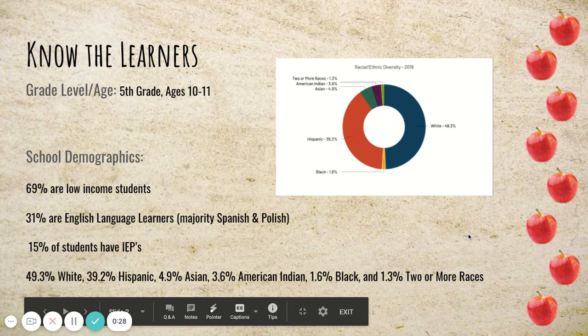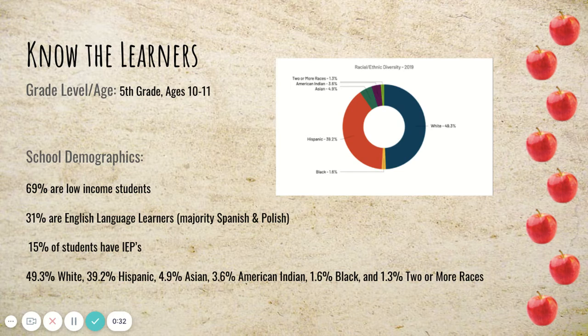Knowing your learners is extremely important when designing a unit. For this unit, we will be working with fifth graders from an elementary school in Schiller Park, Illinois. There are about 160 total fifth graders with ages ranging from 10 to 11 years old. More than half of the students are low-income students, while close to half of the students are English language learners. The chart on the right shows the racial diversity in the grade. Half of the students are white, while almost 40% of the students are Hispanic, to name a few.